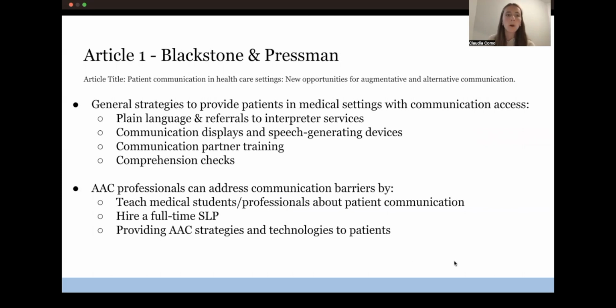So in Article 1, this talked about a few different things. First, it talked about general strategies to provide patients in medical settings with communication access. So this includes things like plain language, using speech-generating devices, communication partner training, and comprehension checks. This article also talked about how AAC professionals can address communication barriers. Some strategies it talked about were teaching medical students or professionals about this communication, hiring a full-time SLP, and providing AAC strategies and technologies to patients.